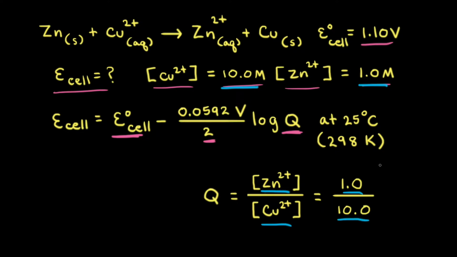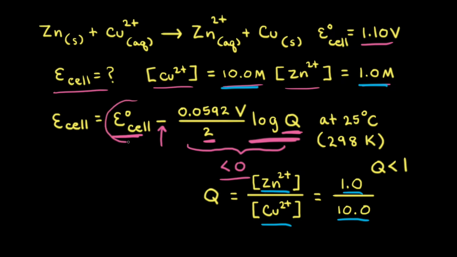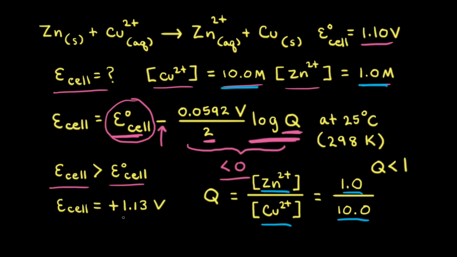So at this moment in time, Q is less than 1. The log of a number less than 1 is negative. Therefore, this second term would be negative or less than 0. And since we are subtracting a negative number, we would actually be adding that value to the standard cell potential, which means that the instantaneous cell potential will be greater than the standard cell potential. And if you went ahead and calculated the instantaneous cell potential with the Nernst equation, you would find it's equal to positive 1.13 volts, which is greater than positive 1.10 volts.